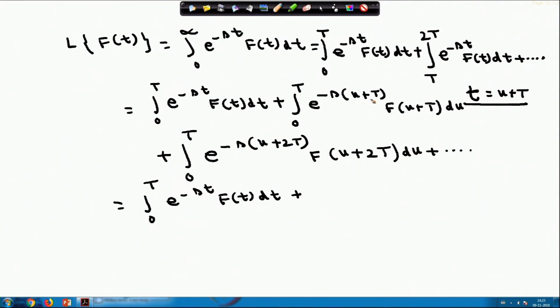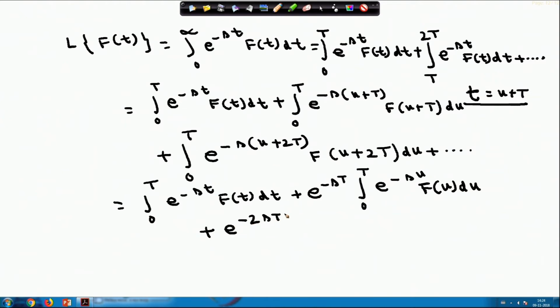Now what will happen? This e^(-sT) I can bring outside, so I can write e^(-sT) times the integral from 0 to T of e^(-su) f(u) du. For the second case, I can bring out e^(-2sT), and it will continue like this. So from all of them, you can take common this integral, 0 to T of e^(-su) f(u) du.